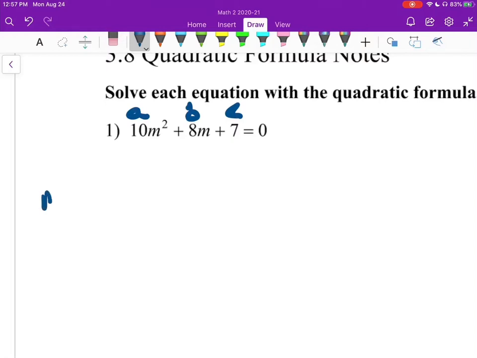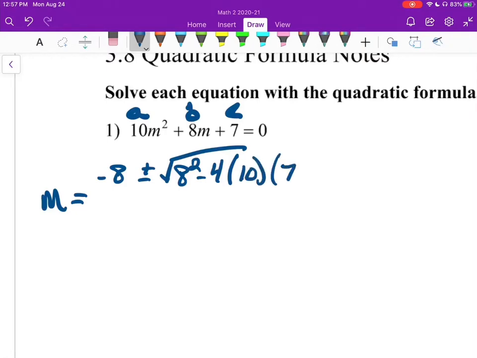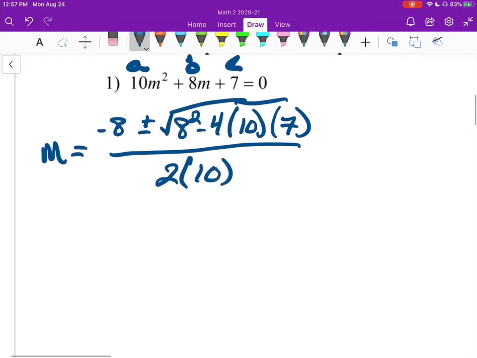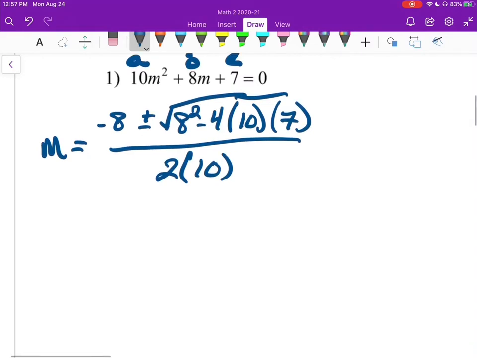So number one, we have a, b, and c. So we have m equals, right, normally it was x equals, but here our variable is m. m equals negative b, negative 8, plus or minus the square root of b squared, 8 squared, minus 4 times a, which is 10, c, which is 7, all over 2 times a, which is 10. All right. The rest of this problem is just simplifying this down. A lot of it can be typed in your calculator.